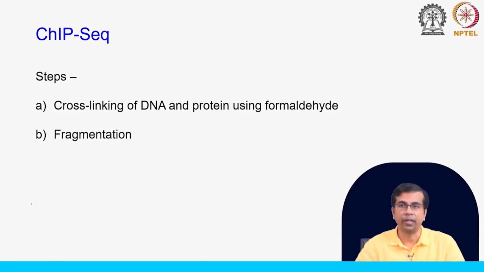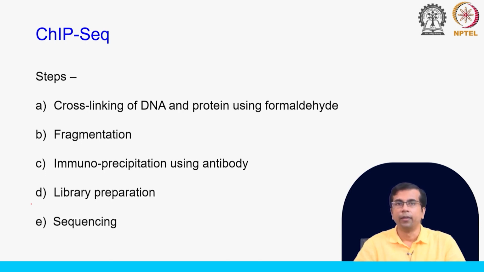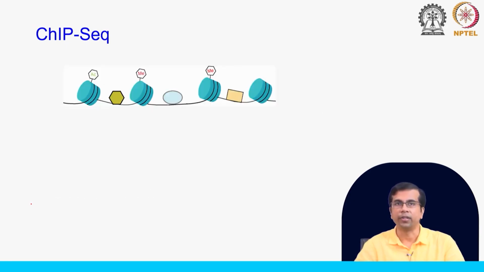The second step is DNA fragmentation, so we create smaller fragments of DNA. The third step is immunoprecipitation using antibody. This antibody will be targeted against the protein that we are interested in, or against the histone modification that we want to identify. And then the final two steps are very familiar to us. The first is library preparation, and the second is sequencing.